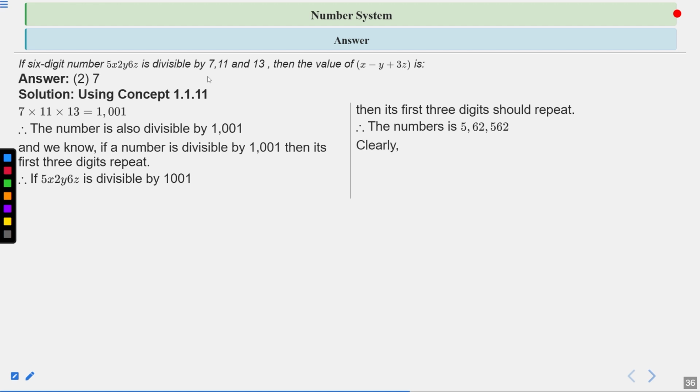So clearly x equals 6, y equals 5 and z equals 2, we can get. Now just putting these values in the given expression, which is x minus y plus 3z, we get 6 minus 5 plus 6, which equals 7. So the second option is the correct answer of this question. Next one.